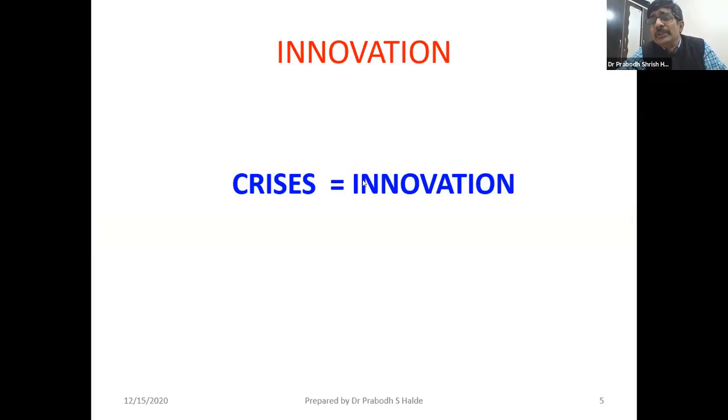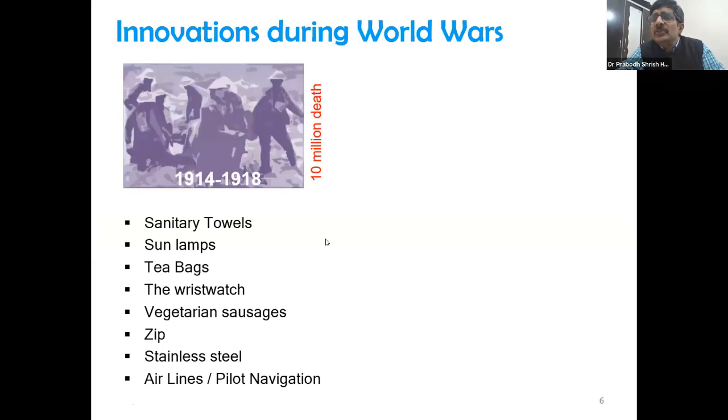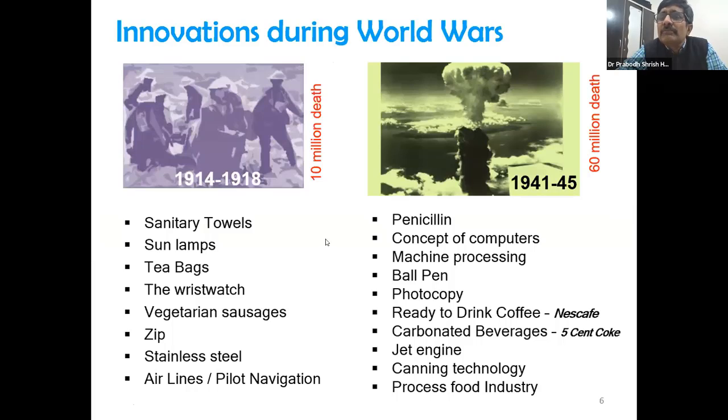Bigger the crisis, bigger the innovation. I personally believe this COVID has given a good opportunity to innovate something in the food area. As I told you, the First World War and Second World War killed more than 70 million people. However, most of the patents were filed during the Second World War. Most of the innovations happened in the Second World War. Penicillin was invented because of the Second World War. Ball pen, computer, ready to drink coffee, ready to drink Coca-Cola, jet engine, canning as a technology.